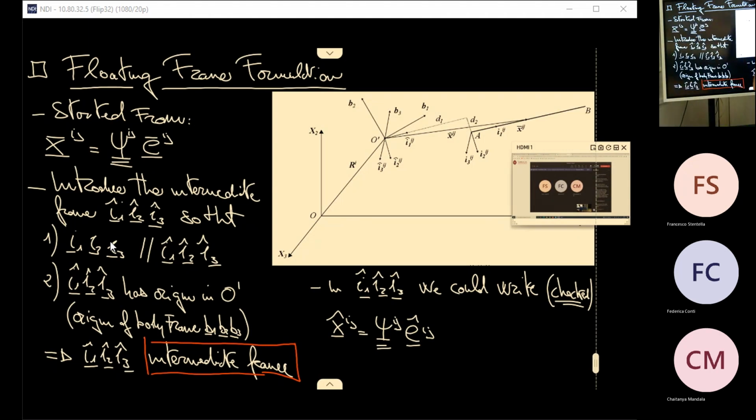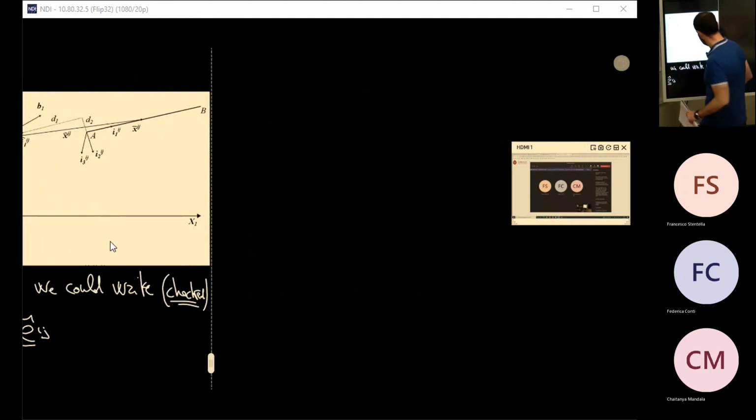So eventually, having proved this, we could write the following.